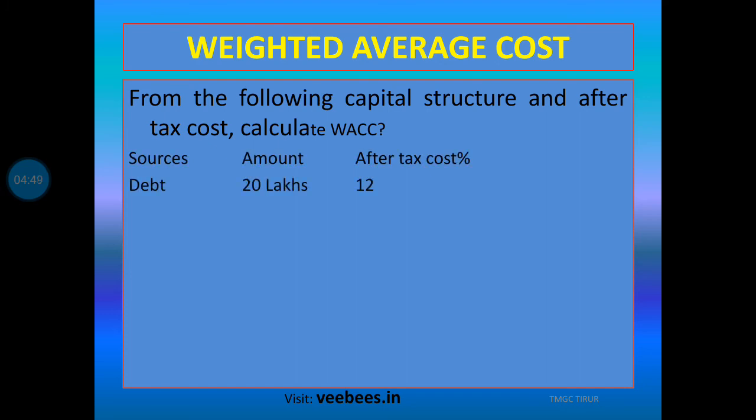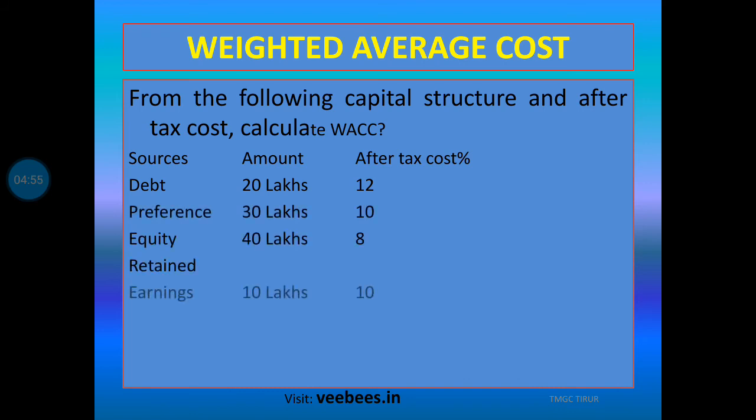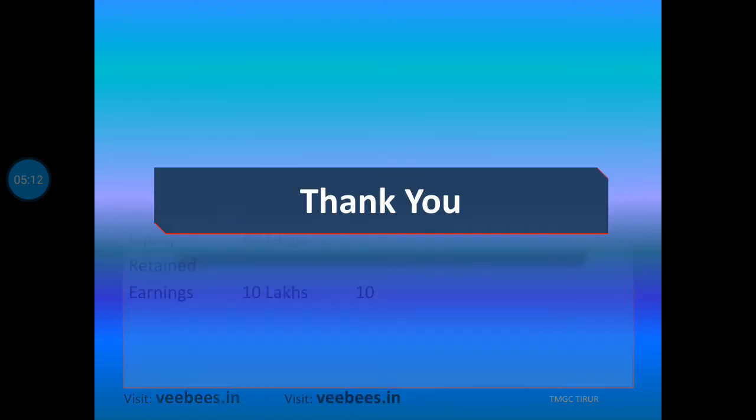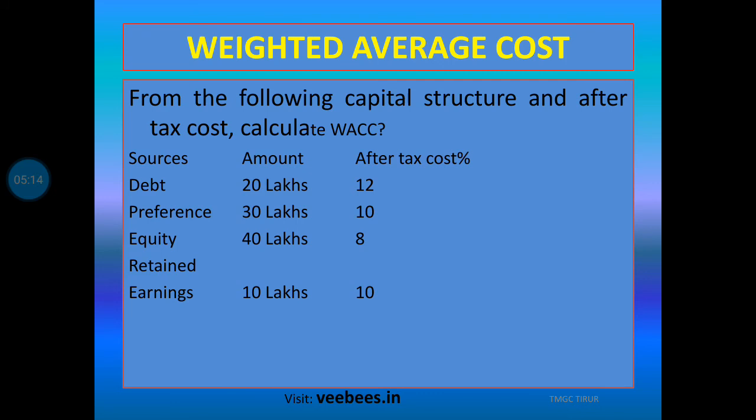Okay, we are going through another example. Following is the capital structure and after tax cost. Calculate weighted average cost. There are four sources: debt, preference, equity, and retained earnings, with amounts 20, 30, 40 and 10. After tax cost is given as 12%, 10%, 8%, and 10%. Calculate weighted average cost of capital.